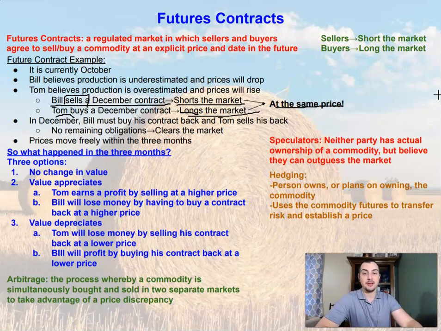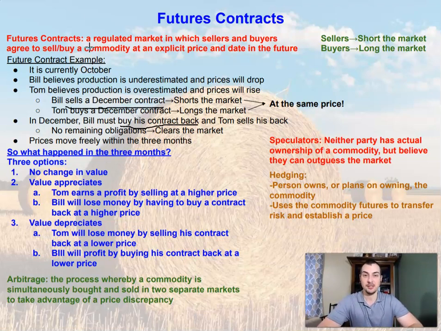But for this example, let's say that Bill and Tom bought on the same day, and they happen to buy at the exact same price. So guess what? It's 3 months later, time has gone by, October turns to November, which turns into December, and now it's December. And Bill must actually buy his contract back, and Tom sells his back. So Bill engaged in a contract in October agreeing to sell that commodity in December. Now that it's December, he's going to go ahead and buy an offsetting contract, agreeing to buy this commodity. So he buys his commodity back. By buying it back, he doesn't actually owe it to anybody, nor does anybody owe him anything.